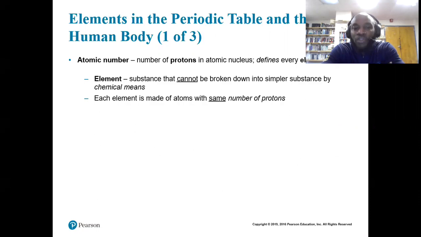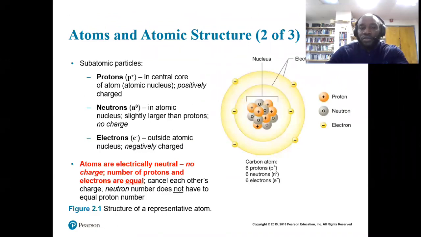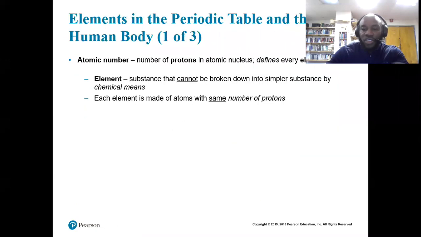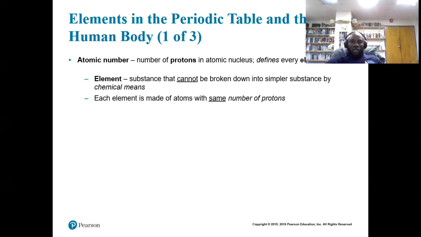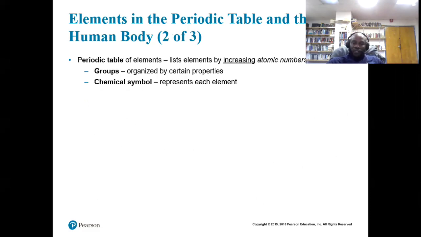So with each element in the periodic table, we have an atomic number. Atomic number is the number of protons in the atomic nucleus. Remember, protons are in the nucleus, positively charged. The number of those protons defines every element. If we know the number of protons, we generally know the number of neutrons and electrons, but we stick with atomic number being the number of protons. An element is a substance that cannot be broken down into simpler substances by chemical means. Each element is made up of atoms with the same number of protons.